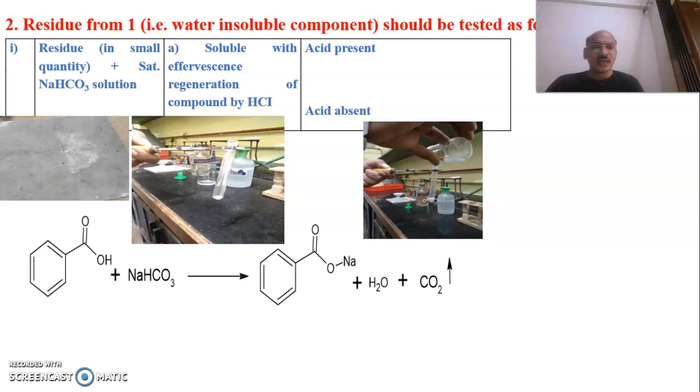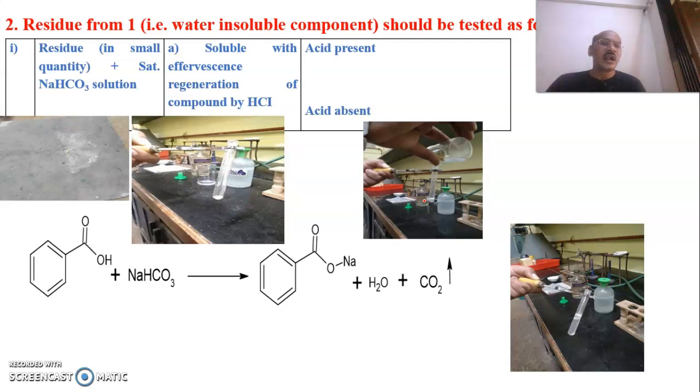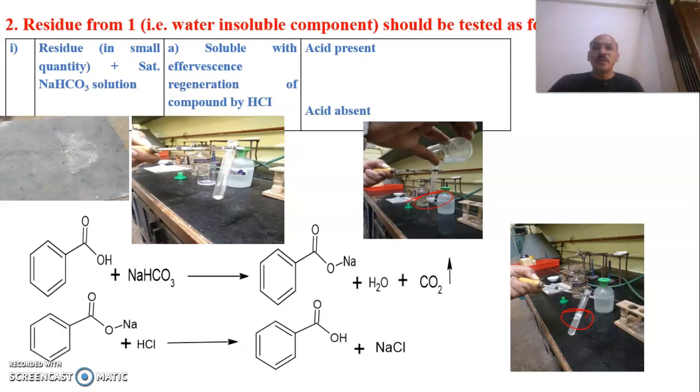This is the reaction, that is salt formation. So it dissolves, and when we add HCl, again there will be regeneration. And here there is the effervescence when we add sodium bicarbonate. Then for regeneration, this is the reaction. When we add hydrochloric acid, the sodium salt of acid changes to acid again, and that will be there as a precipitate since it is insoluble.